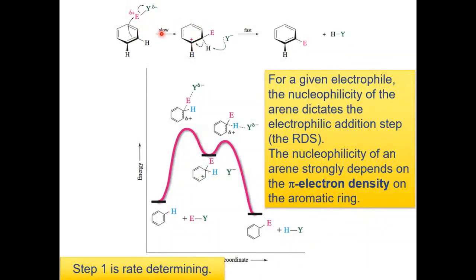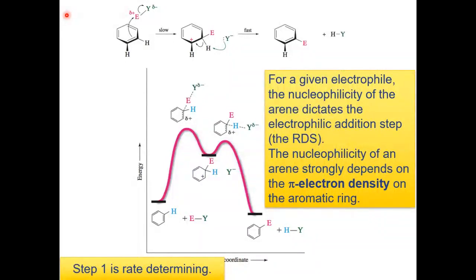One is the true electrophile, called E. The other one is the nucleophile. So if the nucleophilicity of the nucleophile is better, then this step will be faster. And the nucleophilicity of the nucleophile depends on the electron density of the aromatic compound. Why? Because in this step, the aromatic compound as the nucleophile is donating a pair of pi electrons to the electrophile. So the higher the electron density on the ring, the more nucleophilic it will be.